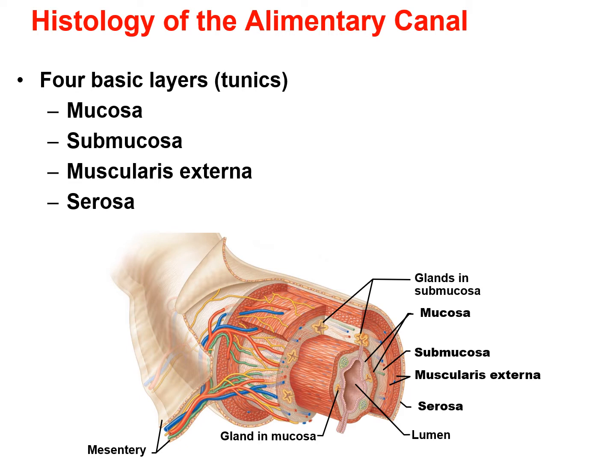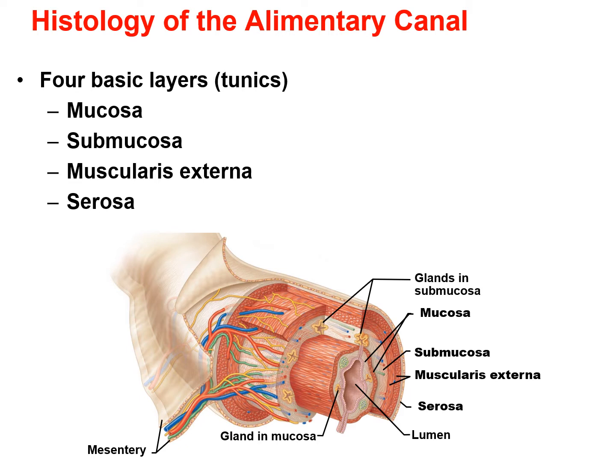You need to know these basic layers and be able to identify them, know what is found in each of the layers. But then when we get to the organs, you also need to be aware of specializations or differences specific organs have away from this basic plan and why that change is important. The change is usually going to be reflecting some specialized function of that organ. But let's look at what the basic plan is.